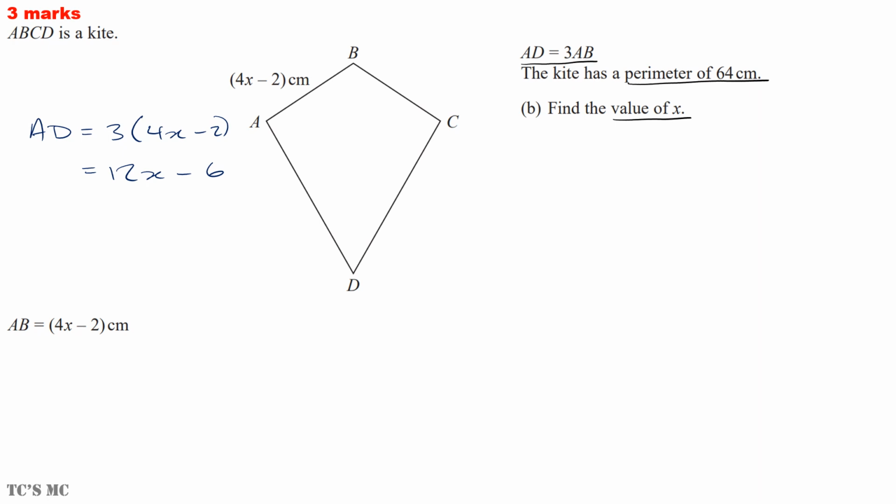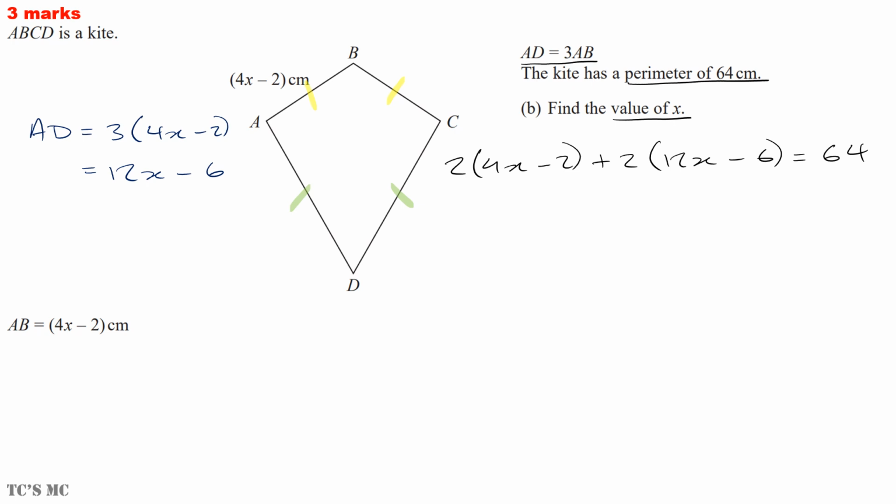Because of the line of symmetry in a kite, we know that this length is equal to this length, and we know that this length is equal to this length. That means we have 2 lots of 4x subtract 2, add 2 lots of 12x subtract 6, and the perimeter is equal to 64. Now I have 1 mark.